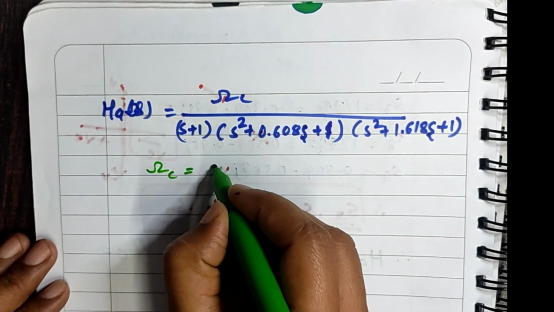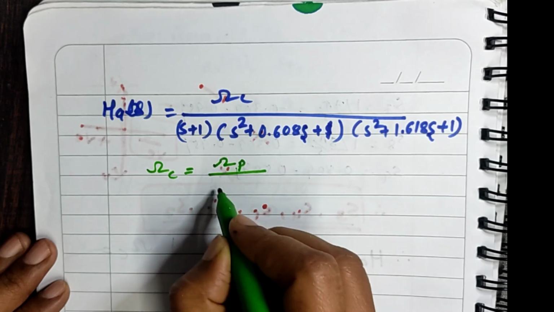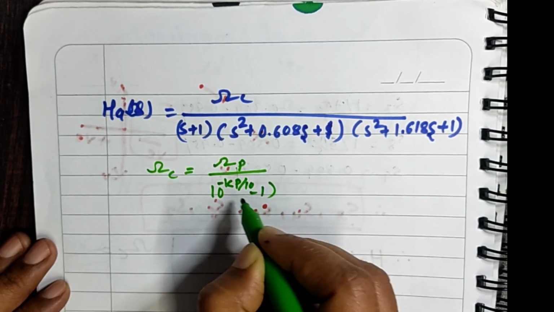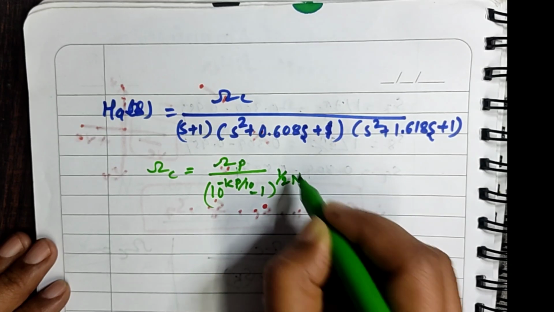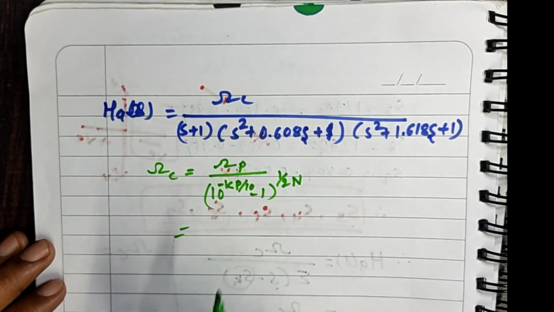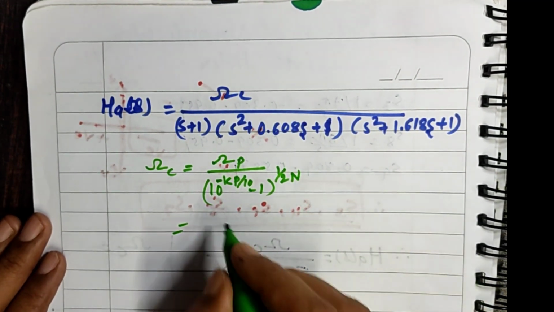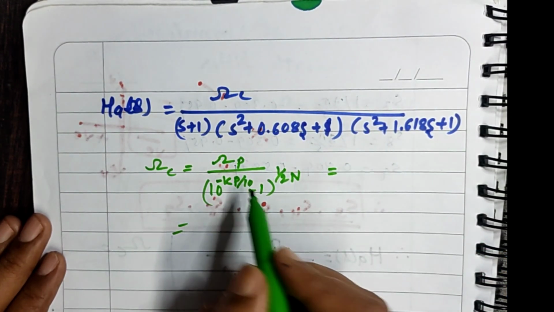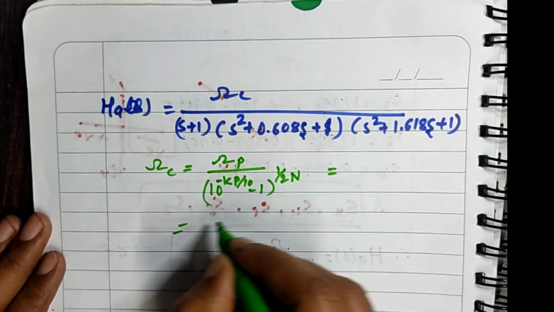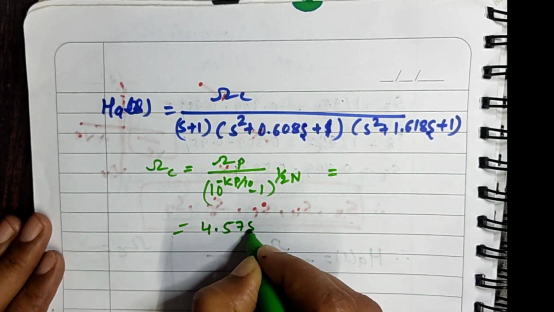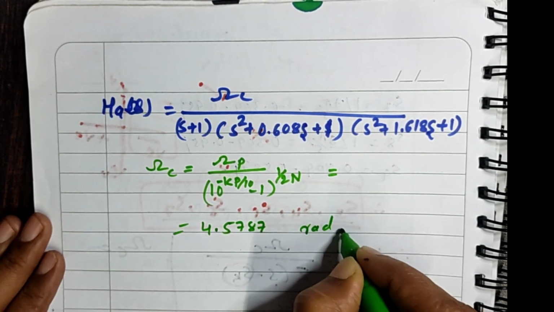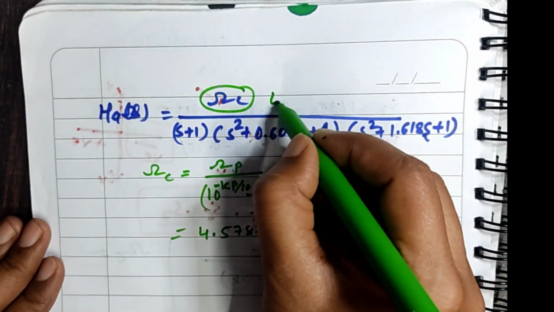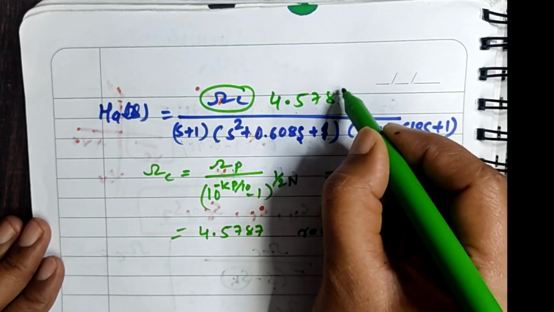Now we can calculate ωc. We have a formula, directly we can substitute: ωp divided by (10 to the power of minus Kp by 10, minus 1) to the power 1 by 2n. This is the formula. All values we know. If you substitute all these things, we get the answer. ωp we know already, and Kp also we know. Just substitute the values, we get 4.5787 radian per second.